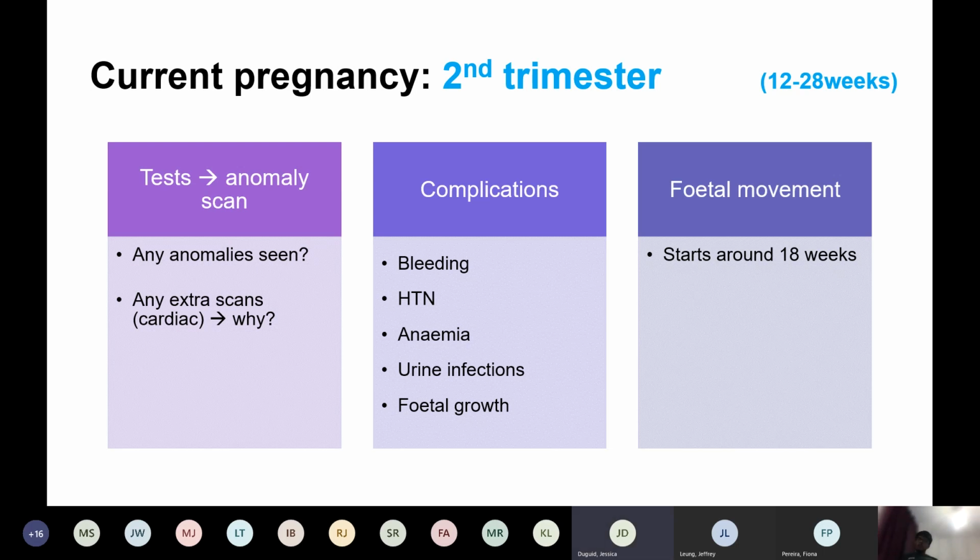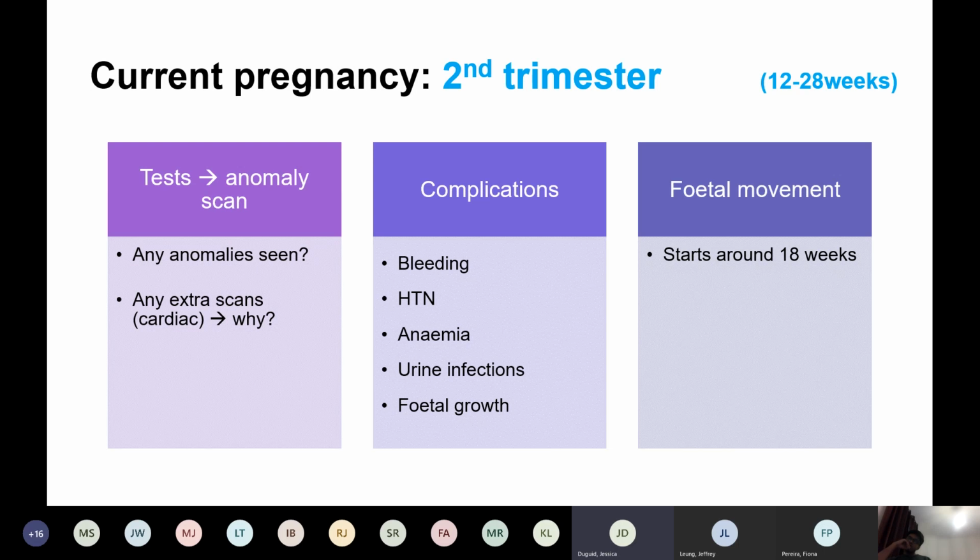So second trimester is 12 weeks to 28 weeks. So you want to firstly ask about scans. So normally you get the anomaly scan around 20 weeks, and this literally looks for anomalies in the fetus. So you want to ask if they've had the scan and what was found. And you want to ask if they have any extra scans.